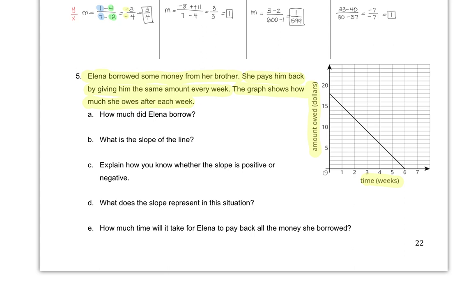So we can see our graph over here. Go ahead and do the 3 reads with this. Read it once, think about the context. Read it the second time, think of anything that's countable or any numbers, and then read it again to get to the questions. So part A, how much did Elena borrow? That's going to be right here. That's our y-intercept. Okay, y-intercept is our starting value.